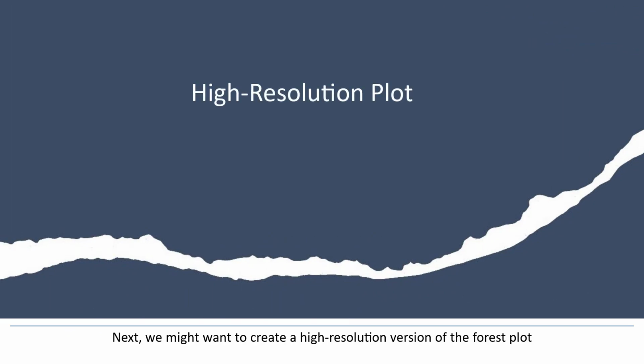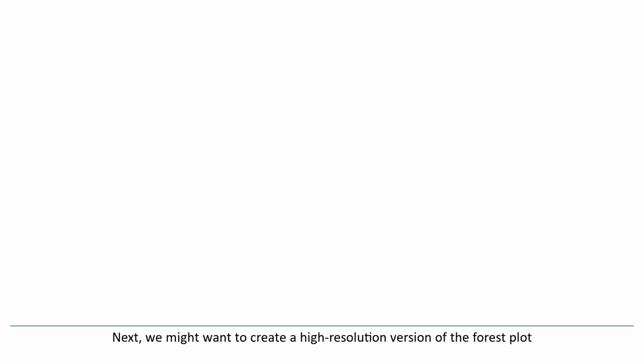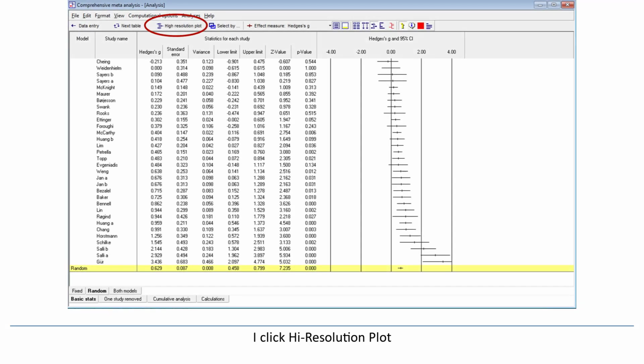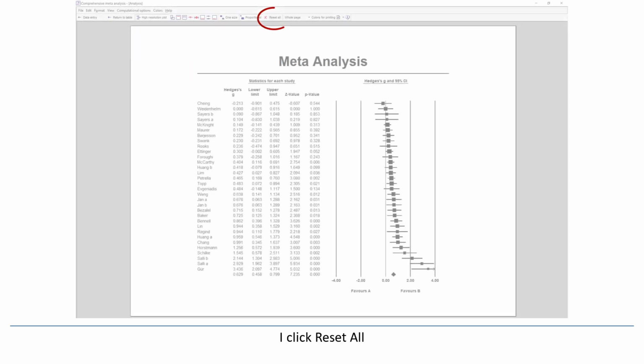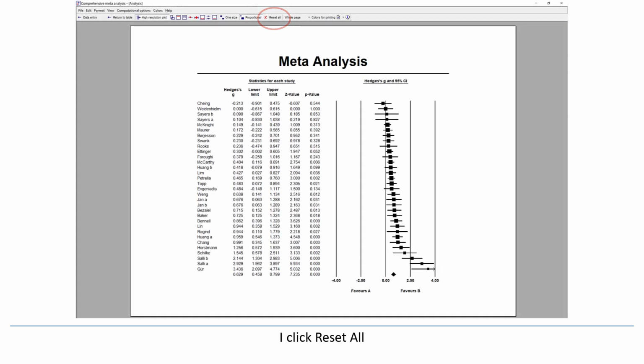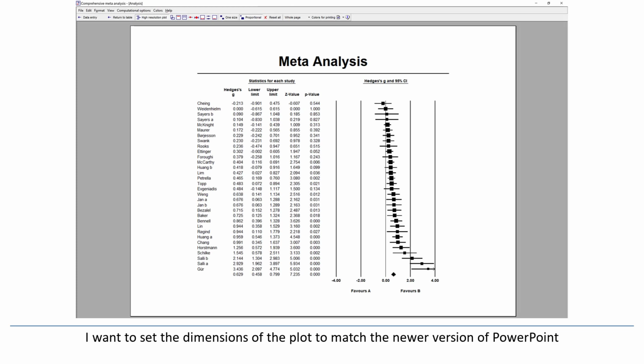Next, we might want to create a high-resolution version of the forest plot. I click High Resolution Plot. I click Reset All. I want to set the dimensions of the plot to match the newer version of PowerPoint. If I'm using version 4 of CMA, that will be the default. If I'm using version 3 of CMA, I would click File, Page Size, and Margins.